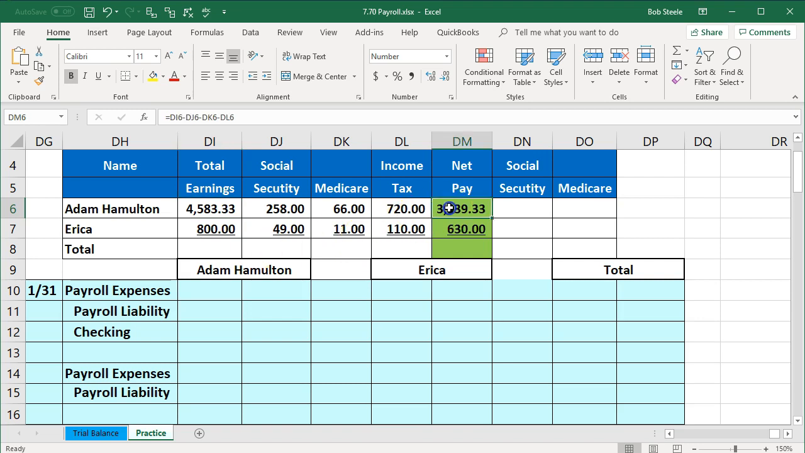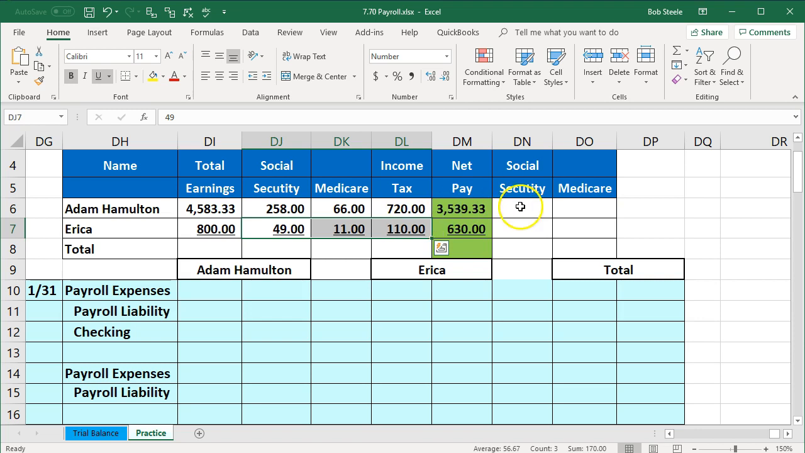So earnings, Adam, 4,583. That's what they earned. They're only going to get 3,539. This is their tax, not our tax. This is Adam's tax that we had to take from them and pay for Adam based on the law. That's just what we have to do. And then we've got Erica earned this, but only gets that. And this is Erica's tax that she pays, she owes. We force her to pay by taking it from Erica before she sees the money at all.